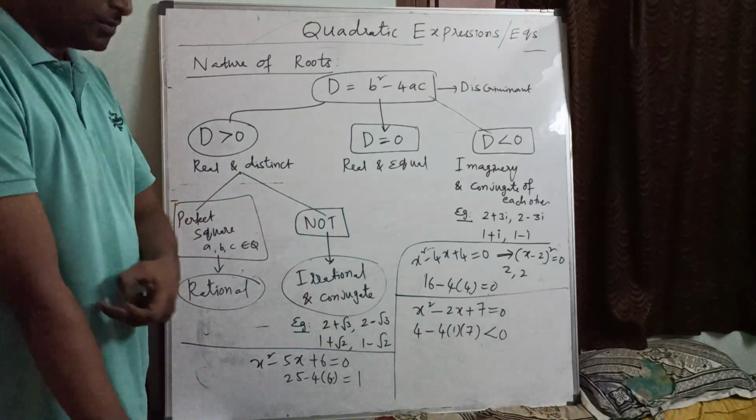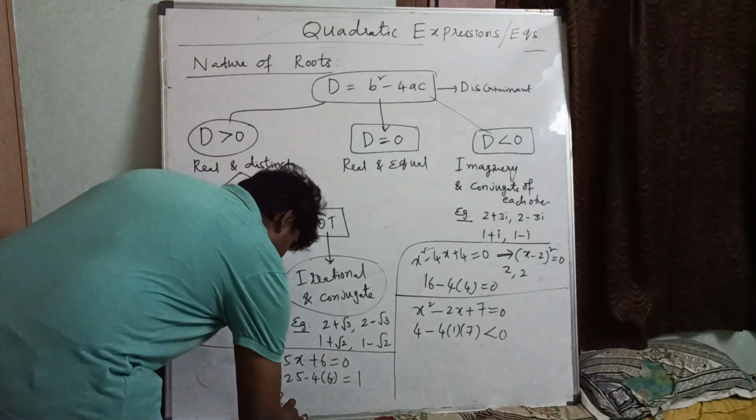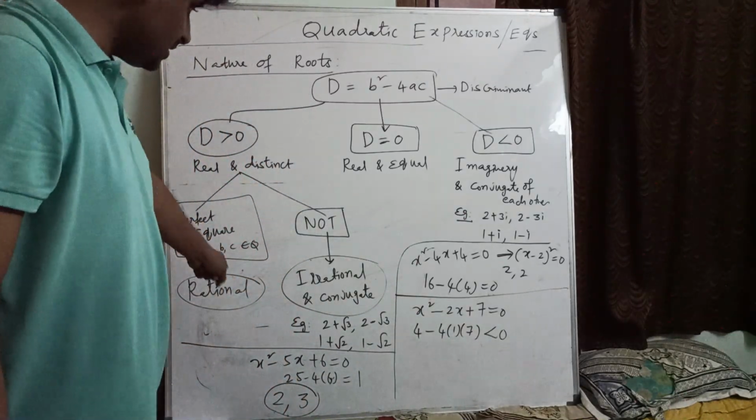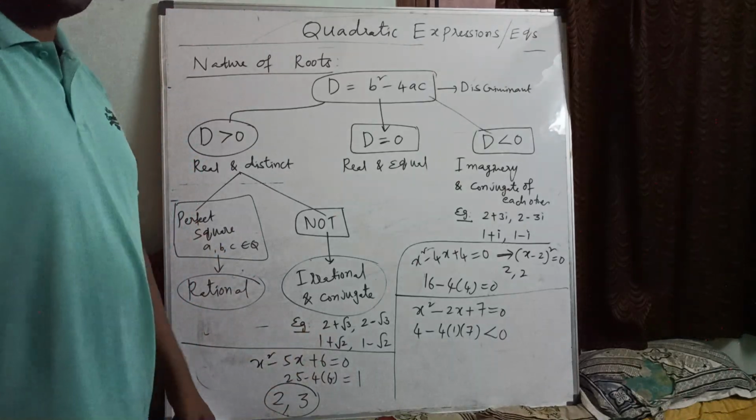Rational means it is a number also. So what are the roots here? 2 comma 3. So 2 comma 3 are the roots for this. Are 2 comma 3 rational or not? Correct. Okay, like that.